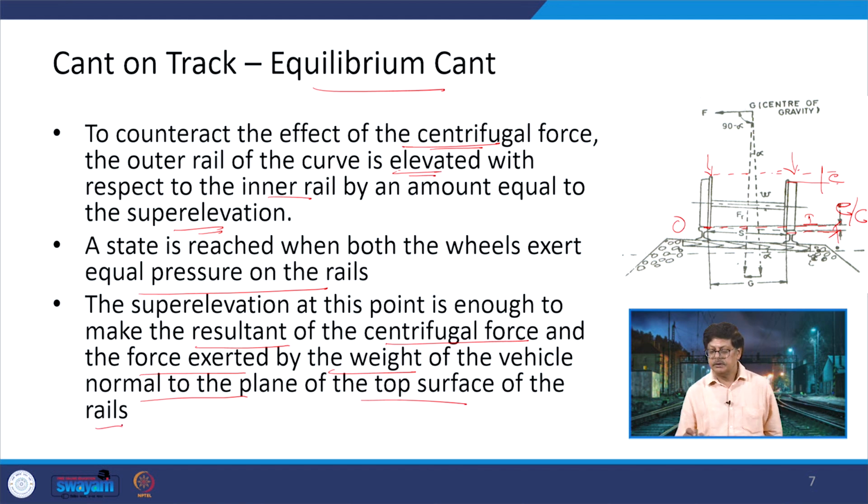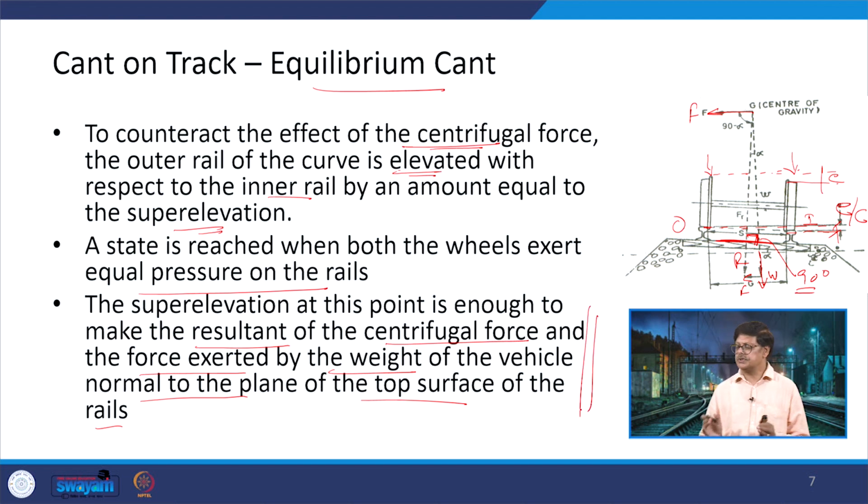Now, what is that? This centrifugal force F is acting in the outward direction, because this is the outside, and this is the weight W, which is acting vertically downwards. When we consider these two, the resultant, which is again the force P, becomes a 90° angle with the surface, and this is what is being talked about here.